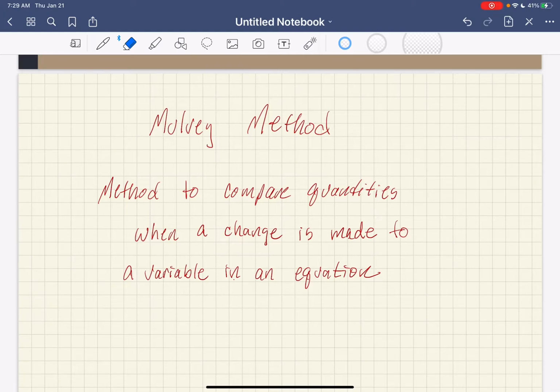So today we're going to talk about something called the Mulvey Method, which a student of Mr. Lerner's came up with one year, and he found it to be very useful. It's a way to compare different quantities when a change is made to a variable in an equation. Like if we know the kinetic energy equation is 1/2 m times the velocity squared, so if I change the mass or I change the velocity, we could find out what happened to the kinetic energy. Or if I change the kinetic energy, we could find out what would have happened to the mass or the velocity. So it's a useful method, and I'm going to show you how to do that.